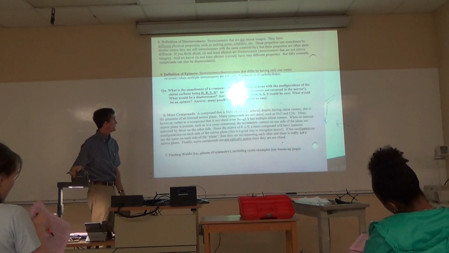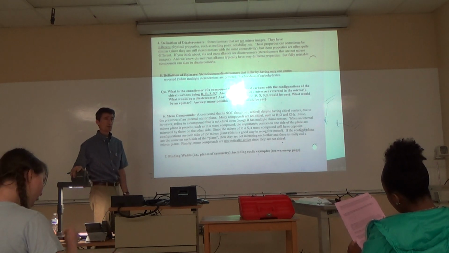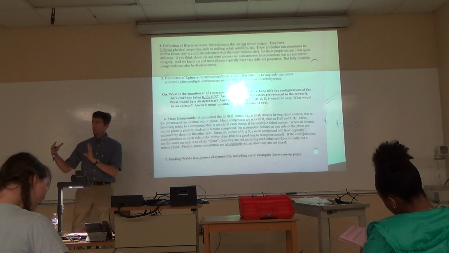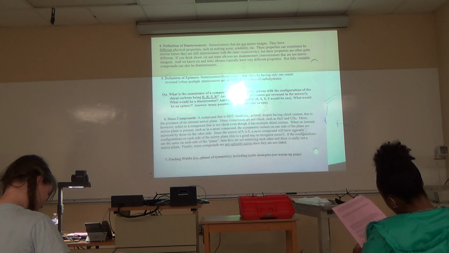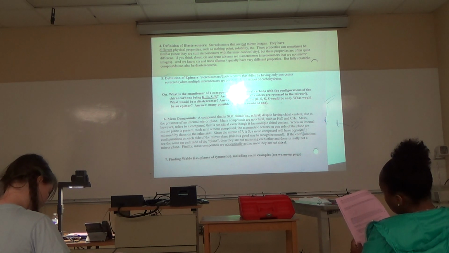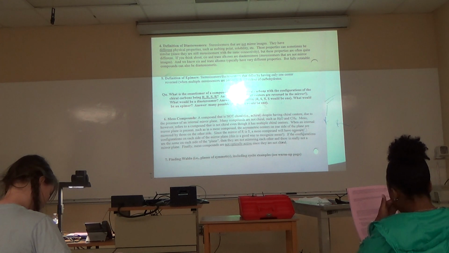Meso compounds, we covered that. A compound is not chiral, despite having chiral centers. That's because even though it has chiral centers, the entire molecule is actually symmetrical because it has a plane of symmetry. Easy to see planes of symmetry in Fischer projections. Easier. That's one reason we like to be able to draw Fischer projections.